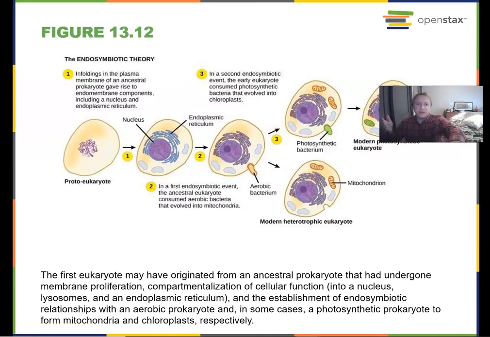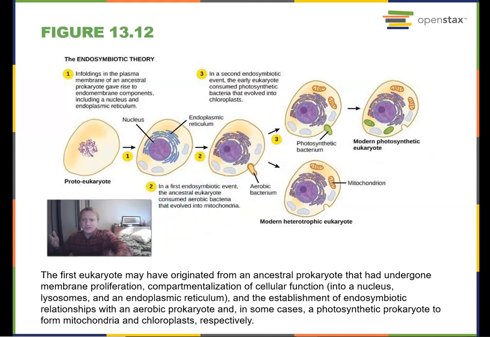So here is a very basic image from the book showing how endosymbiosis likely took place. It says the first eukaryote may have originated from an ancestral prokaryote that had undergone membrane proliferation, compartmentalization of cellular function into a nucleus, lysosomes, and an endoplasmic reticulum. So that's this thing here. It's got membranes for some of its organelles already, so it is a eukaryote. Then it says, in the establishment of the endosymbiotic relationships with an aerobic prokaryote. So again, that is a prokaryote that's able to use oxygen.